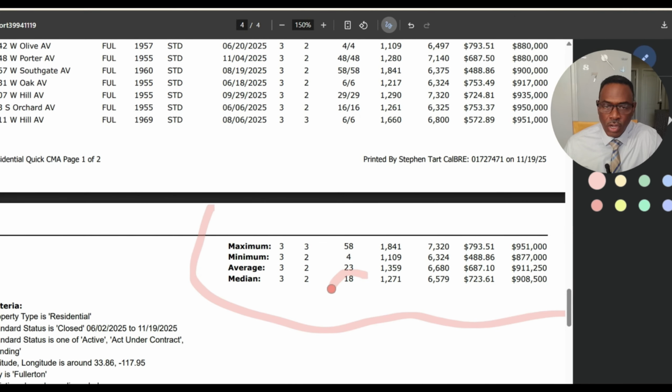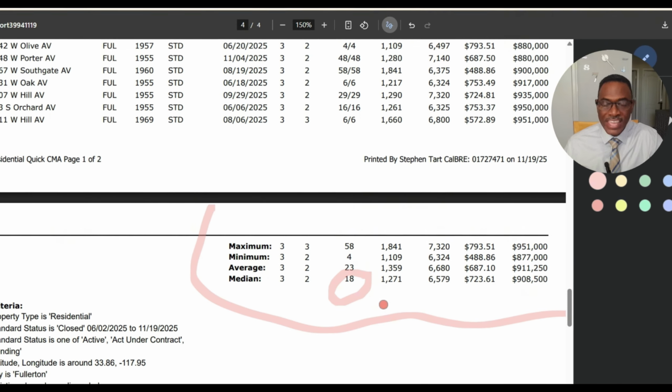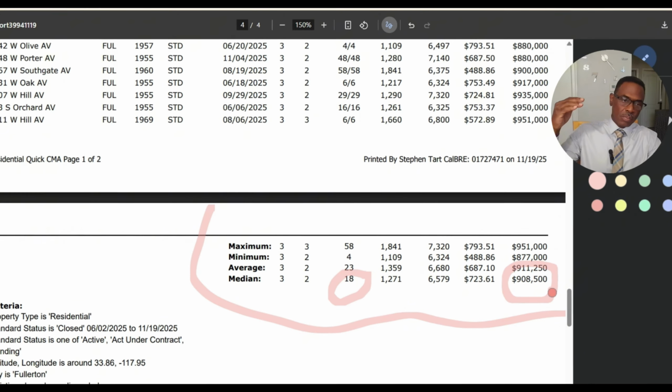So first of all, the median is 18 days. This is how many days it takes for the property to go under contract. So you're looking at about 18 days for this property, and you're looking at a price of about 908. Could it be higher? Yep, depending on the property, depending on what you want to do. It's a great property, could be higher. Could it be lower? Yep, depending on the property, depending on what you want to do.